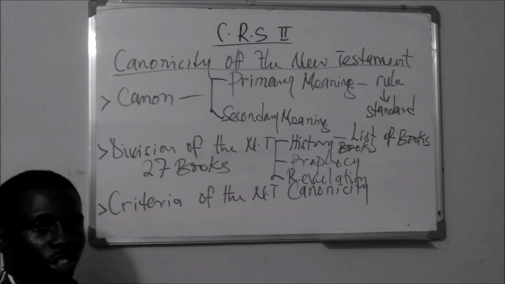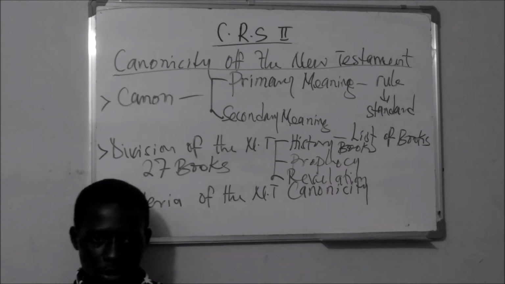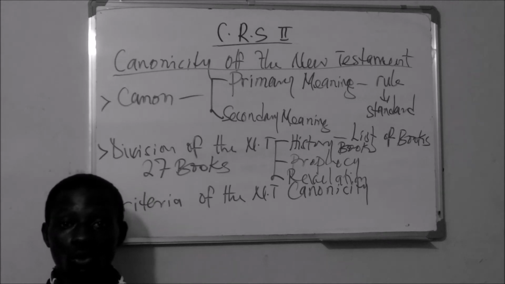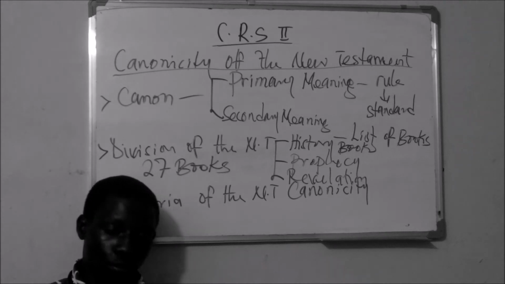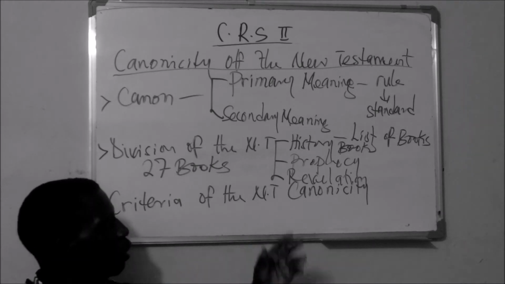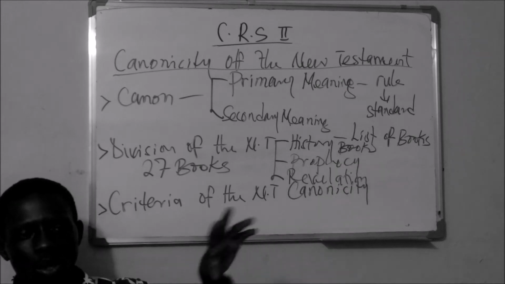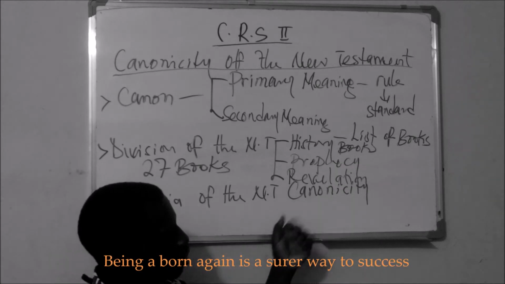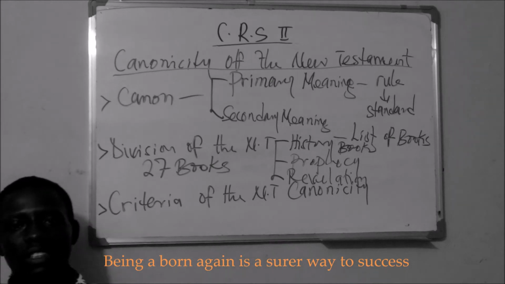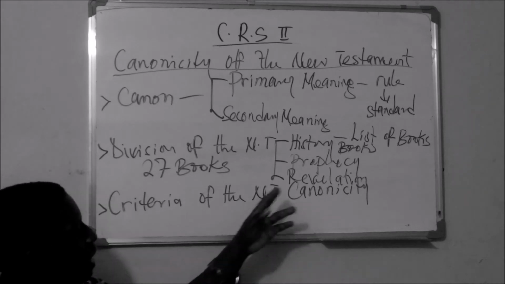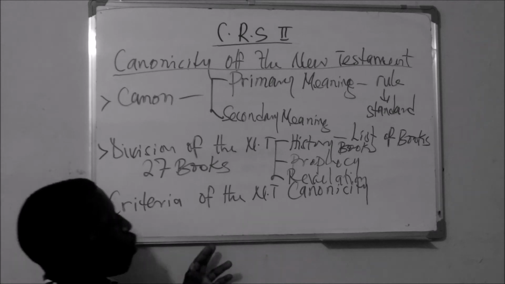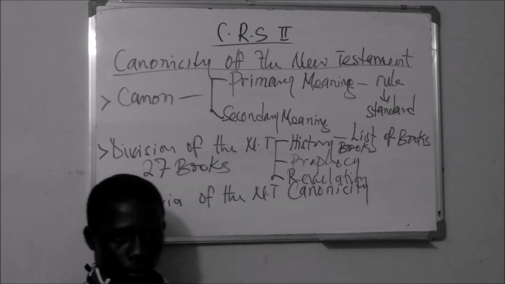So the list of books under history are the book of Matthew, the book of Luke, the book of John, the book of Mark, and the book of Acts. This collection of books makes up the history books in the New Testament. Then the revelational book is the book of Revelation. Then every other book of the Bible is what we call a prophecy book.